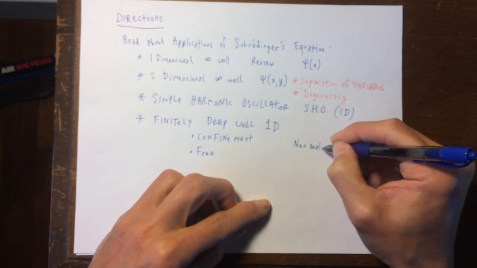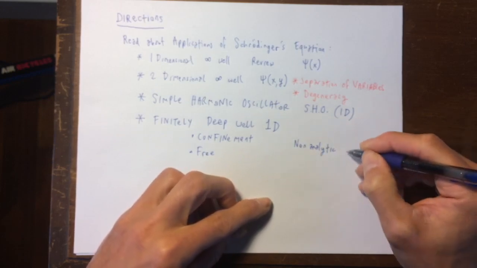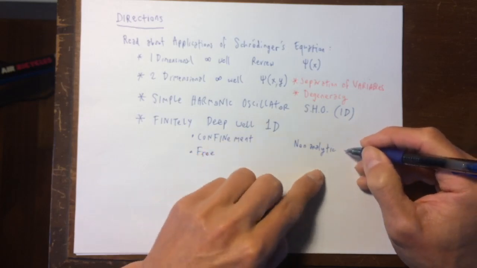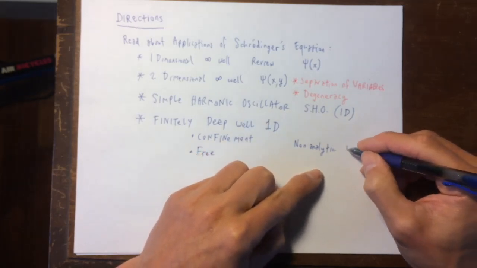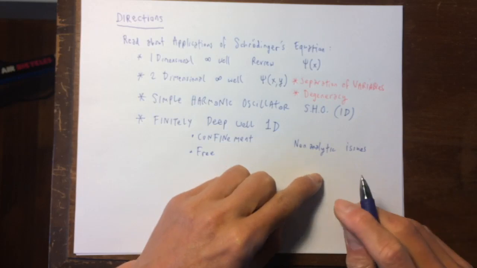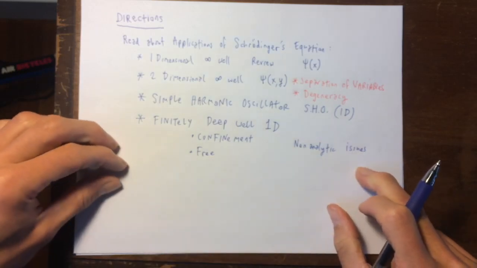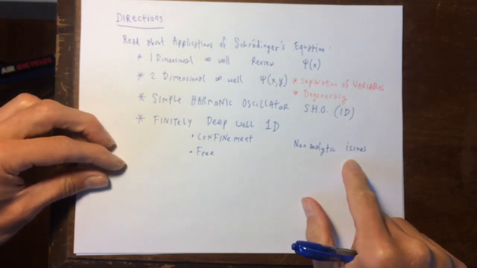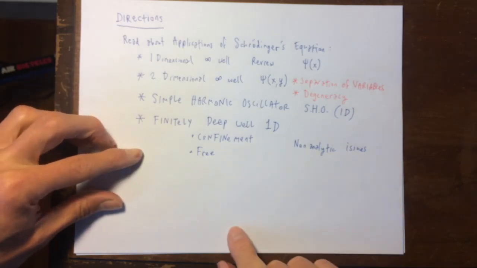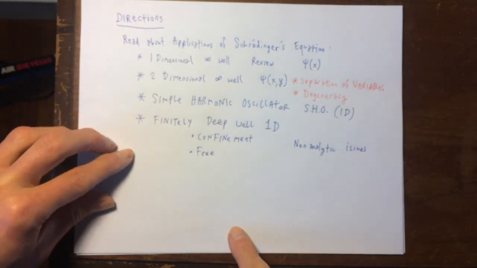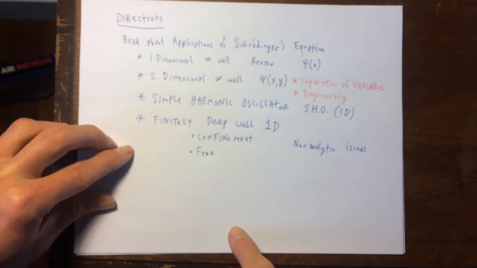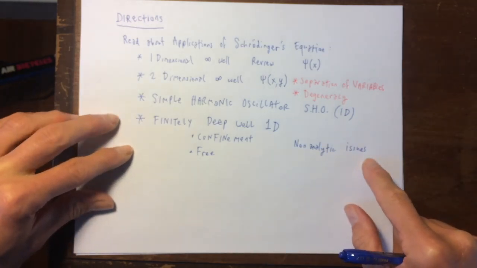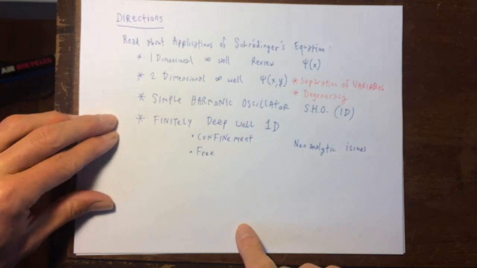And in this case, your book will bring up the fact that there are non-analytic issues while you're trying to do the math of this problem. For example, when you're trying to normalize the wave functions that this thing gives rise to. So that's what you're doing.